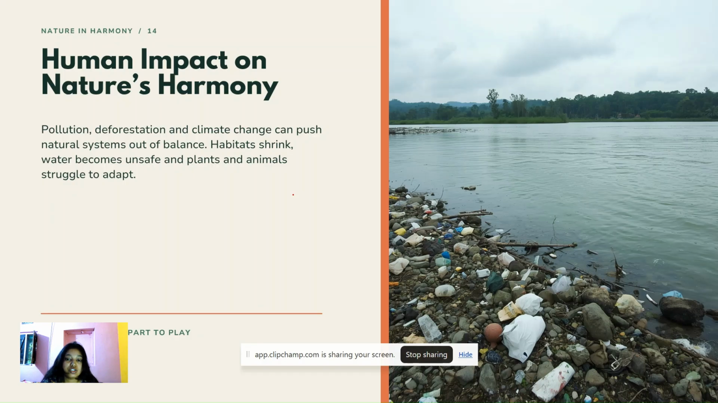Human impact on nature's harmony. Pollution, deforestation, and climate change can push natural systems out of balance. Habitats shrink, water becomes unsafe, and plants and animals struggle to adapt.